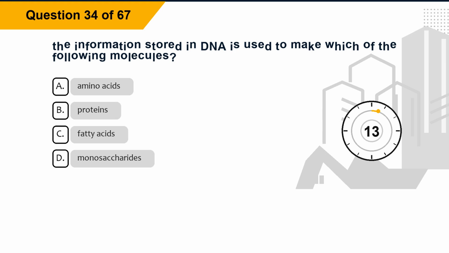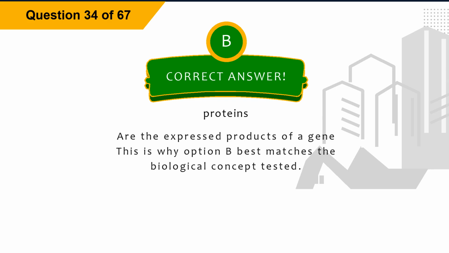Question 34. The information stored in DNA is used to make which of the following molecules? Option A, amino acids. Option B, proteins. Option C, fatty acids. Option D, monosaccharides. The correct answer is option B, proteins. Explanation. Proteins are the express products of a gene. This is why option B best matches the biological concept tested.